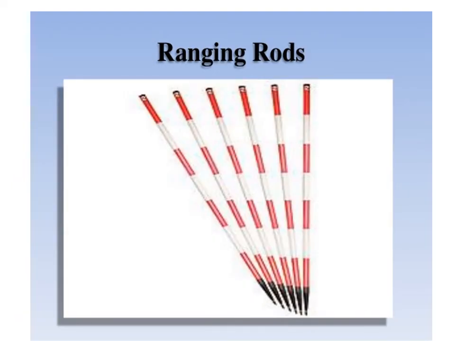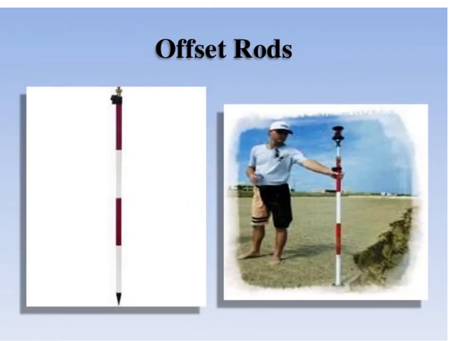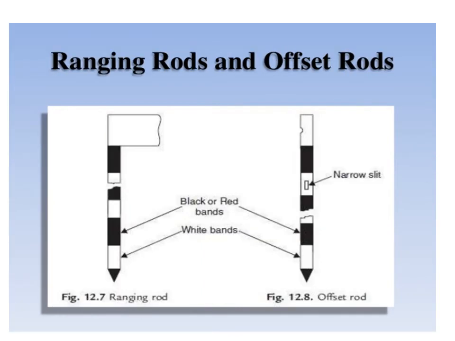This slide refers to figure of metric chain. It consists of handle, shorter link, longer link, tallies. This slide refers to offset rod. Generally, in order to locate the position of object from the main line or survey line, the offset rods are used. This slide refers to image of ranging rod and offset rod.